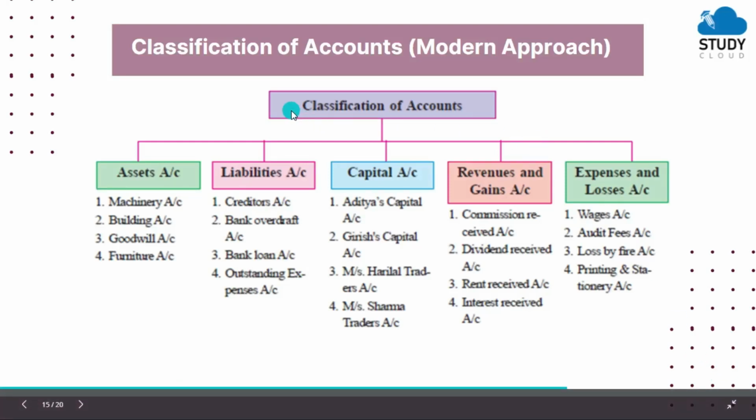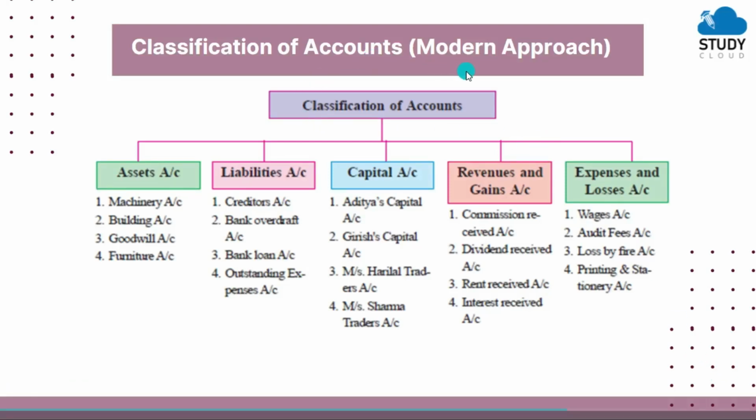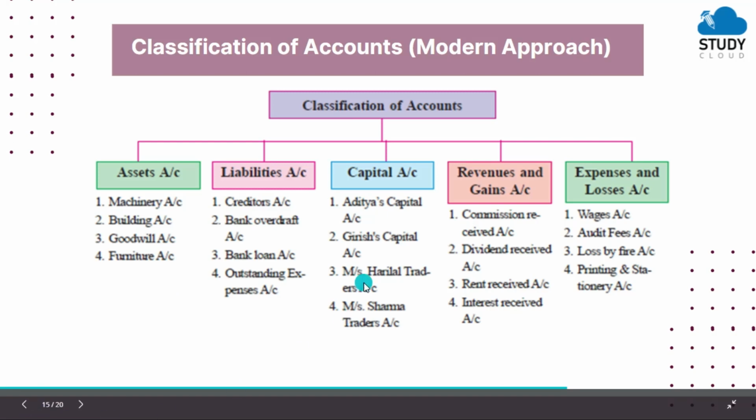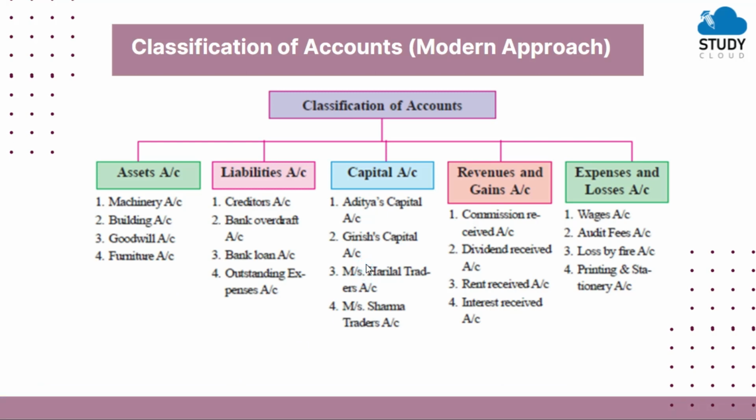Now, classification of accounts as per modern approach. In this following chart we will study about different types of accounts, and they are summarized into different categories. So all the accounts are divided into 5 types here: assets, liabilities, capital, revenue and gains, expenses and losses.